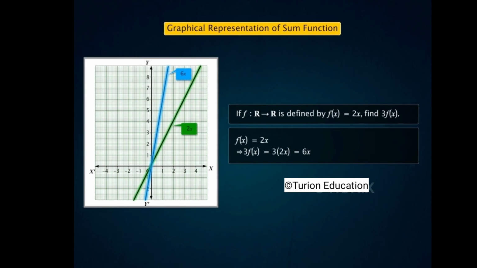Notice the shape of the graph of the function and its scalar multiple. Here the shape of the graph is the same. For any given value of x, the y-coordinate appears 3 times in the function 3f of x.